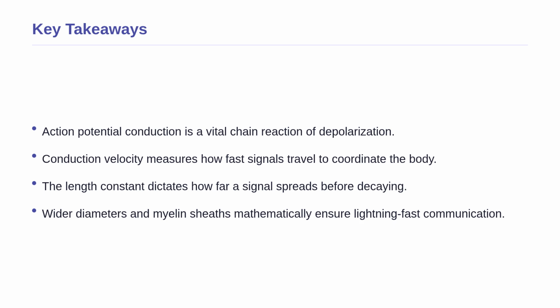Finally, through the mathematics of the length constant, we proved that increasing axon diameter or adding a myelin sheath allows the signal to travel further and faster. You now have a complete understanding of how our nervous system is beautifully optimized for high-speed communication.